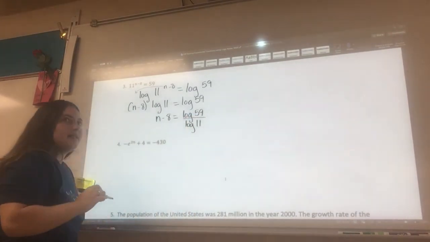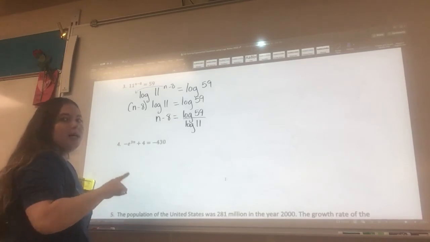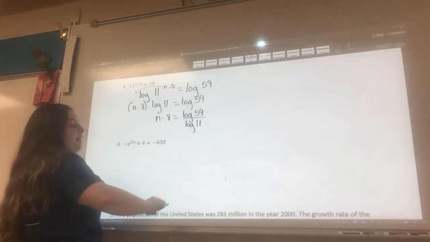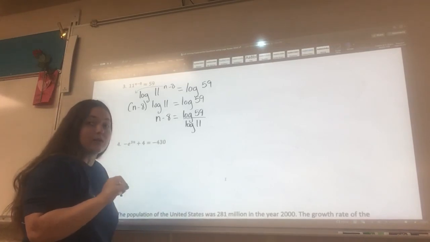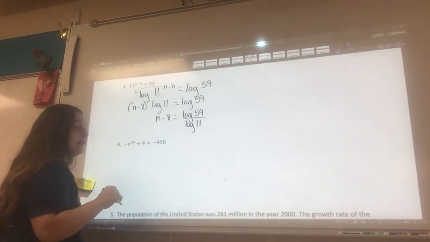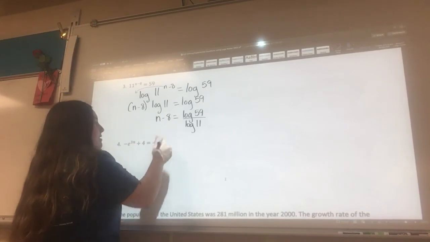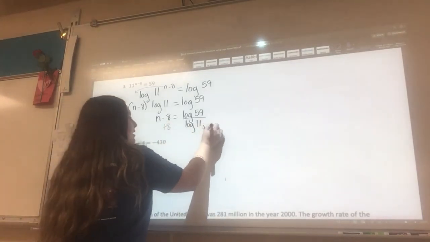Notice I did not say put it in your calculator. Do not put anything like this in your calculator until the very end. It makes sure that your decimals are correct and they're not completely estimated. Our last step here is to add 8 to both sides.